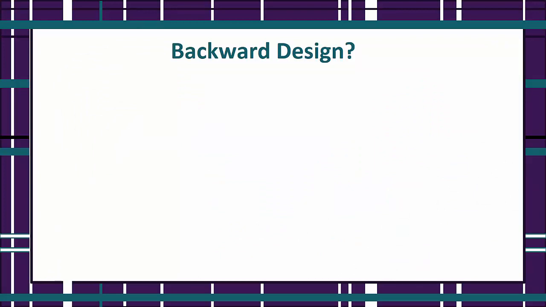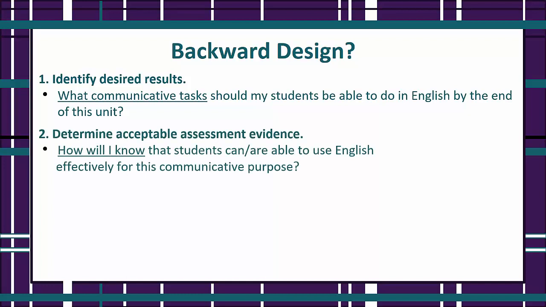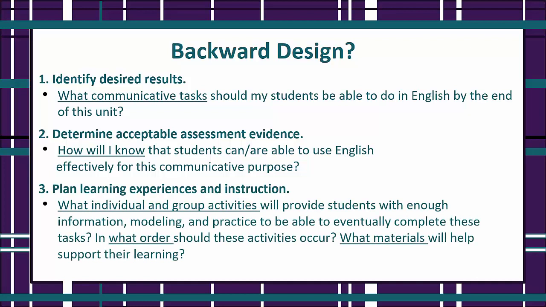As a recap, to effectively utilize the backward design framework in our instructional planning with English learners, focus on identifying the desired results. What communicative tasks should my students be able to do in English by the end of this unit? Determine acceptable assessment evidence. How will I know that students can and are able to use English effectively for this communicative purpose? And plan learning experiences and instruction. What individual and group activities will provide students with enough information, modeling, and practice to be able to eventually complete these tasks? In what order should these activities occur? And what materials will help to support their learning?